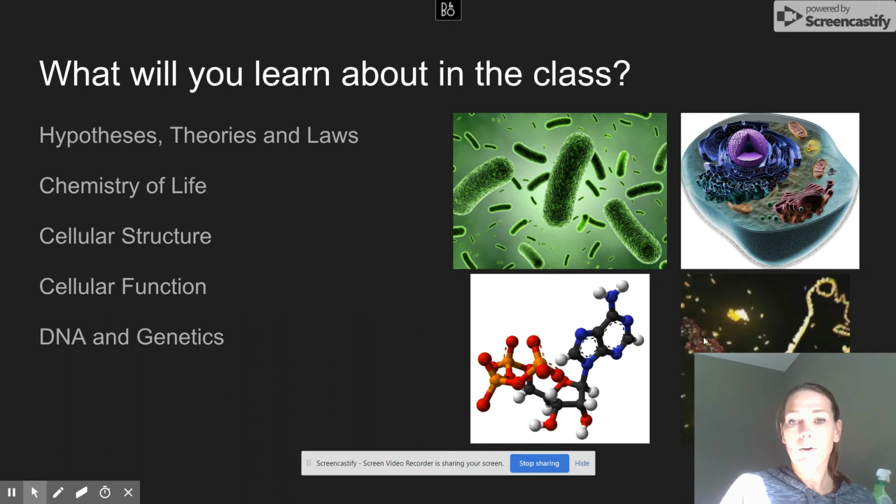Here we see in these photos, in this one in the lower left, that's a molecule of ATP. You'll be learning about ATP later in the class. And then from there, you're going to move on to cellular structure. So all living things are made of cells. Up here in the upper right is an example of an animal cell. So you're going to learn about what they look like, what's inside of them, and what each one of those things does.